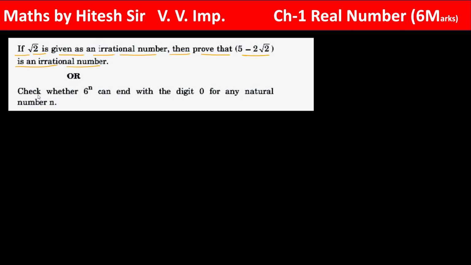And before starting that, we need to solve this one: whether 6 power n can end with the digit 0 for any natural number n or not. It's very simple, let's see how we can solve it. Here it is given 6 power n. So what do we need to do? First we need to find the divisibility of 0 as the ending digit.